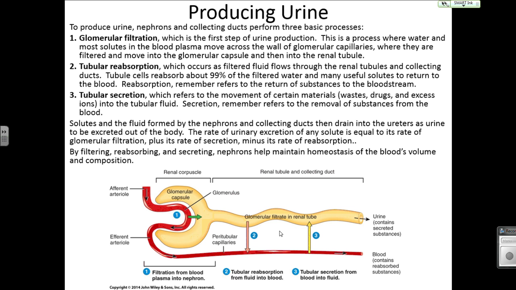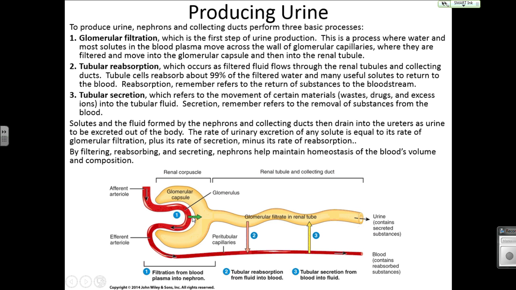Now the opposite of reabsorption is secretion. Secretion is where we take stuff from the blood and put it into the tubule. That will eventually become urine that's then peed out. It gets filtered down into our bladder and then gets peed out through our urethra. And we'll talk more about that next week.